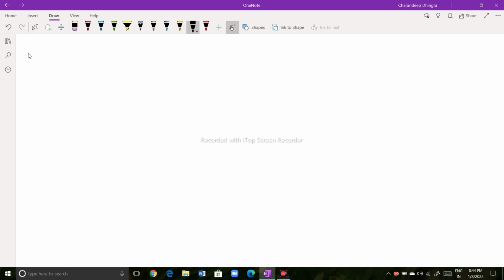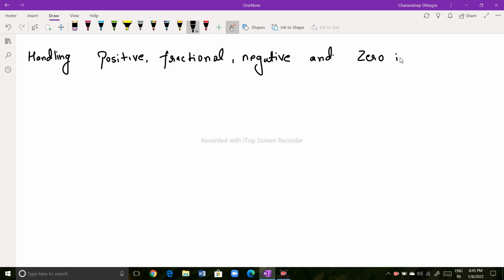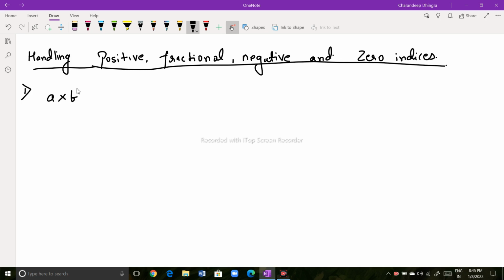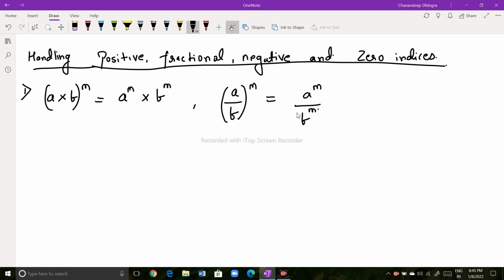Now we'll see how we can handle positive, fractional, negative, and zero indices. So let's check the first one. If we have A cross B raised to M, this can be written as A raised to M into B raised to M. If we have been given A by B, the whole raised to M, this can be written as A raised to M upon B raised to M. This is the first point.